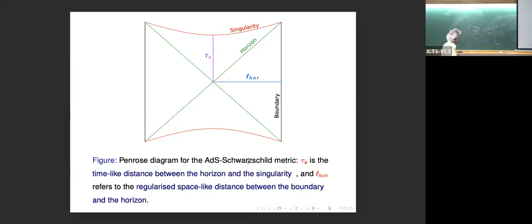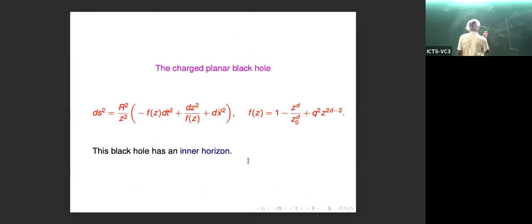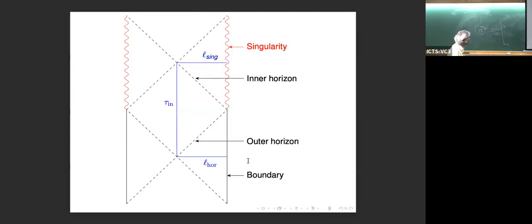So this is the rough scheme of things. This is the length and this is the other one. Now, let's look at the charged planar black hole. This black hole has an inner horizon, so there are two horizons now. So there are putatively three invariant lengths: L_hor, the distance from the outer horizon to the boundary, the proper time from the outer horizon to the inner horizon, as well as the proper length from the inner horizon to the singularity. So there are three lengths now, and this is the structure of the three lengths.